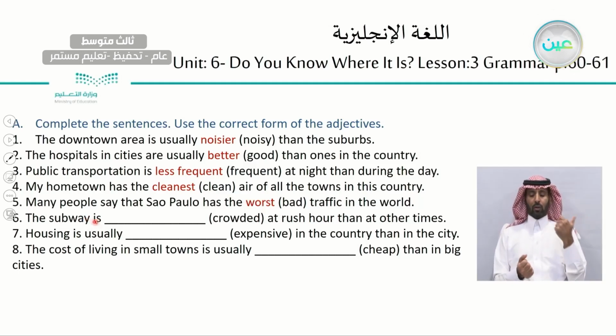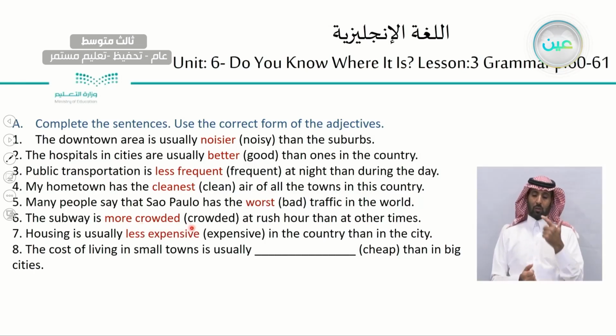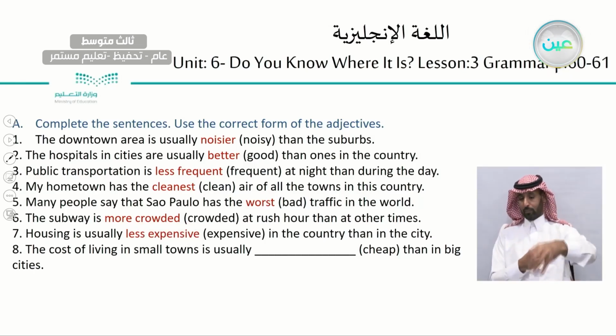6, the subway is what at rush hour than at other times? So we're comparing between rush hour and all other times. So we can see than here. So it is comparative. Excellent. So we say more crowded. Okay. 7, housing is usually, it's a long adjective, in the country than the city. So when we see than, automatically we know it's a comparative form. Less expensive in the country than in the city.